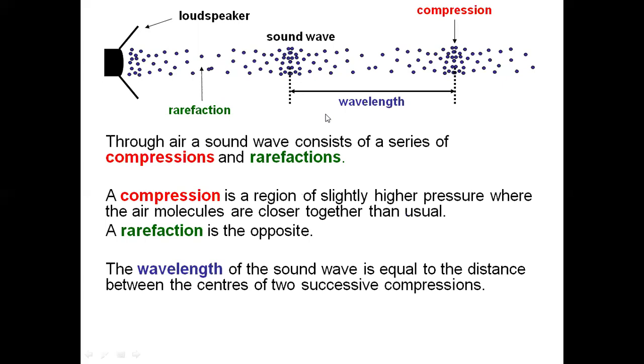And the wavelength of a sound wave is equal to the distance between the centers of two successive compressions. So this is the wavelength, from the center of one compression to the center of the next compression. In the same way, we can take it from the center of one rarefaction to the center of the next rarefaction.